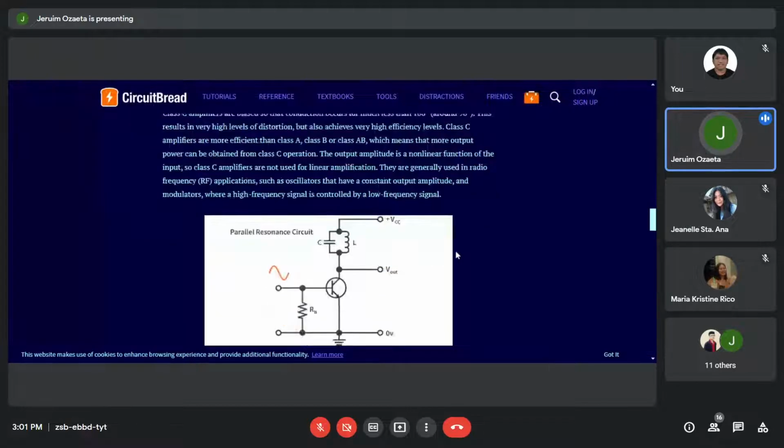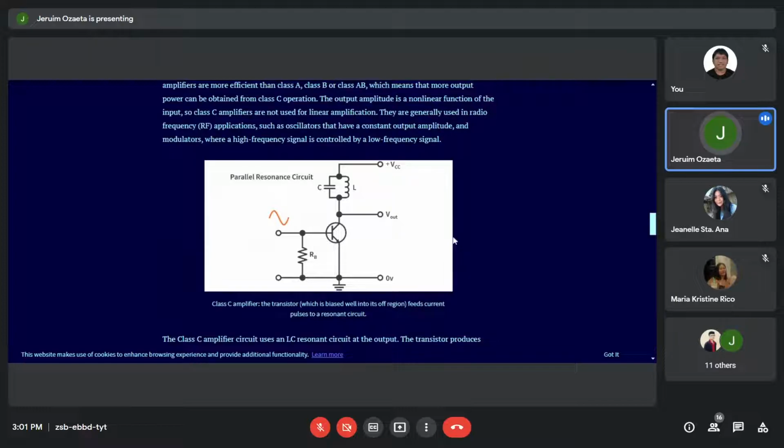Now, resonance is the frequency at which the capacitive and inductive reactances are the same. When they are the same, the resistance of the capacitance and inductance combination is at its minimum. When the reactance is lowest, most of the voltage at Vcc will appear at the output, at the minimum resistance.